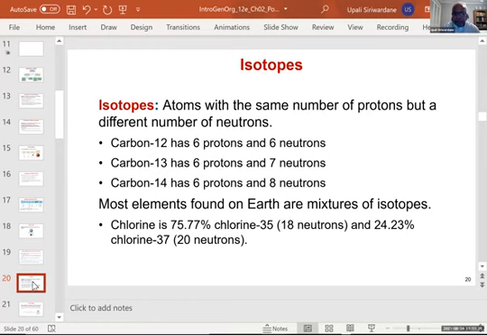Most elements found in the periodic table found on Earth are mixtures of isotopes. For example, chlorine is chlorine 35 and chlorine 37. Chlorine 35 has 18 neutrons, and chlorine's atomic number is 17.